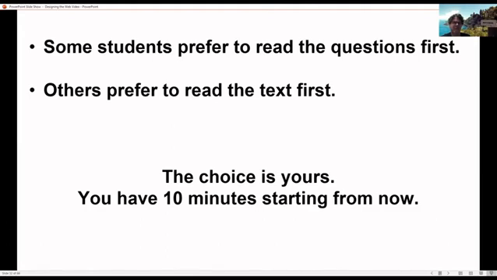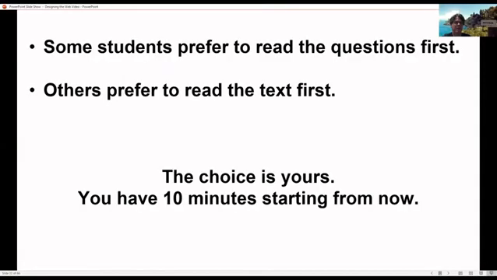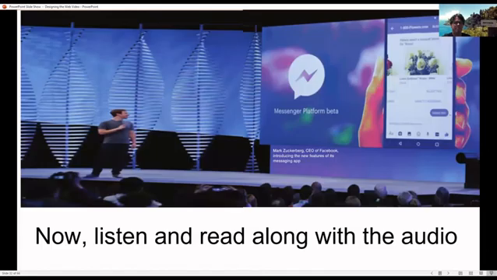Now, I'm not going to have you pause now, even though it says you have 10 minutes. What I'm going to do is play the audio so you can read along with the reading. Then you can pause your video and take as much time as you need to answer all of the questions. So when I go to the next slide, the audio will start. So what I want you guys to do is make sure you have page 16 ready to read along. Okay, so here we go. Again, listen and read along.